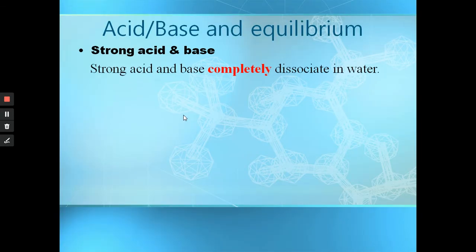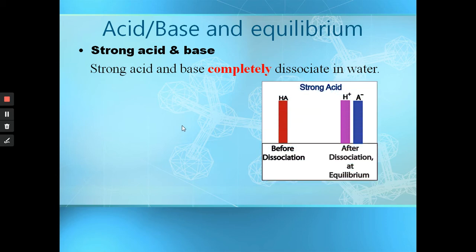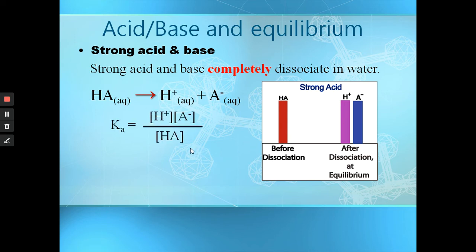Okay, strong acid and base. Strong acid and base completely dissociate in water. We already went over this picture, so let me briefly remind you about this. Before the dissociation, the hydrogen and anion are stuck together, but as soon as you put it into the water, essentially most of them are going to split into hydrogen and anion. So your equilibrium constant for the acid is going to look like this. You have H plus A minus over HA.